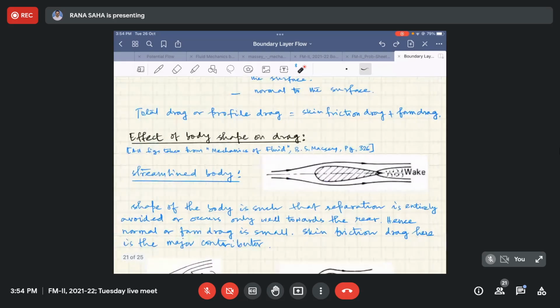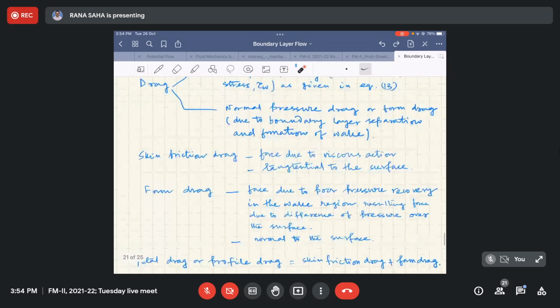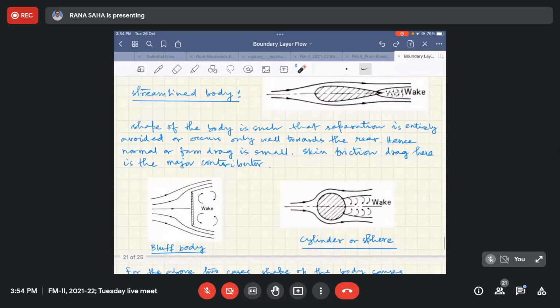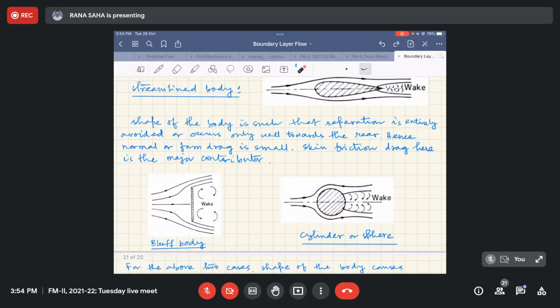Skin friction drag, as we have seen, is more of analytical. Whether you are following the momentum integral equation or the Blasius equation, it is analytical. And this phenomenon of boundary layer separation comes from the concept of boundary layer flow, which is also analytically established, of course with experimental proof.